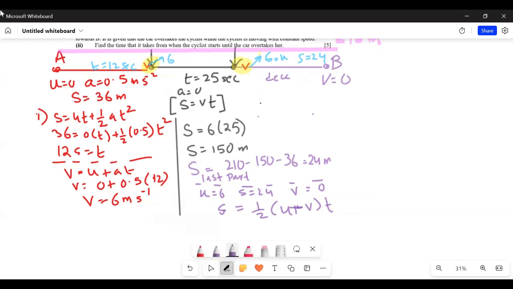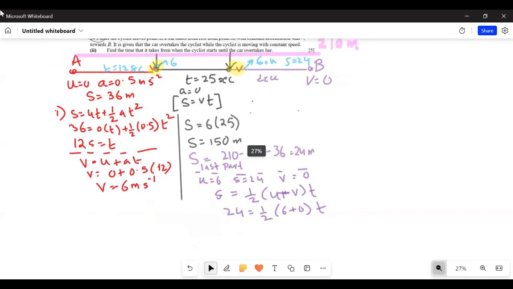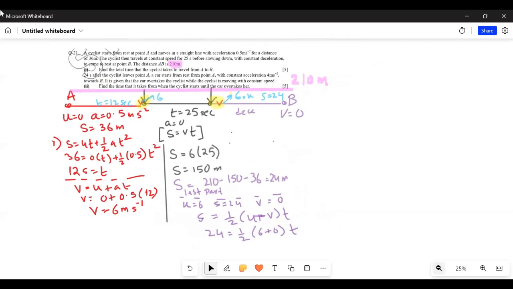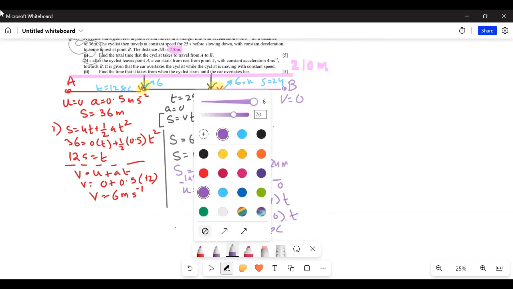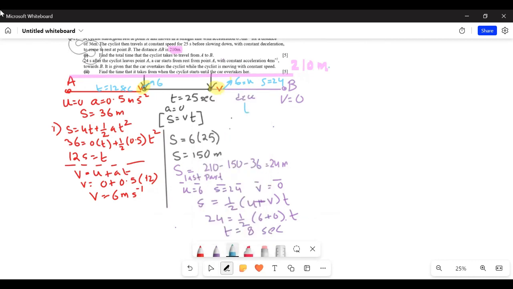So S is 24 equals half times 6 plus 0 times T. So time for the last part of the journey is 8. Let me enter that in the figure as well. Time here is going to be 8.